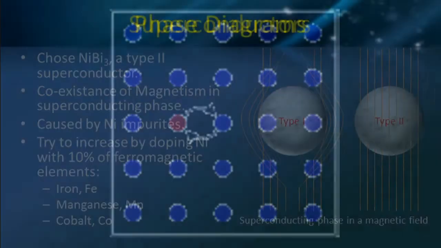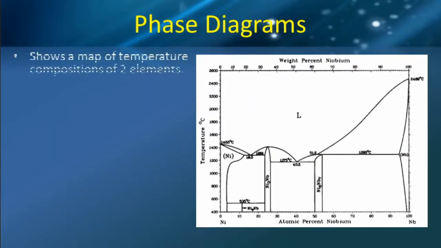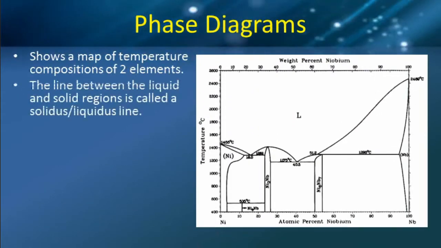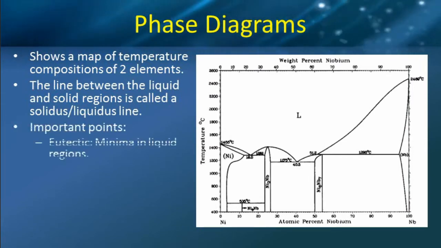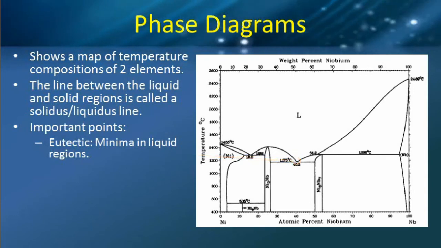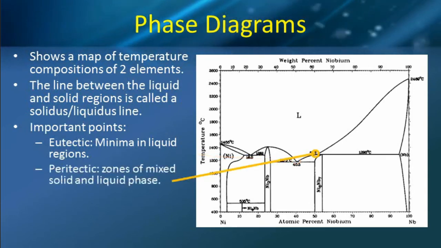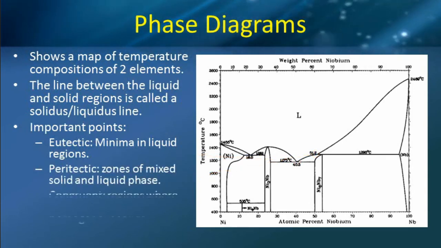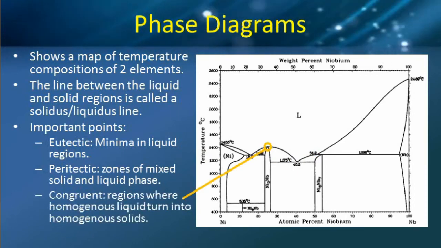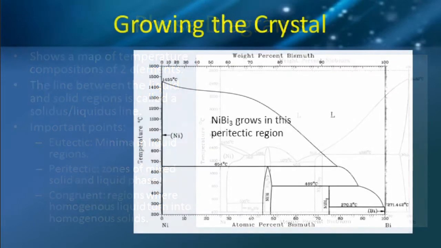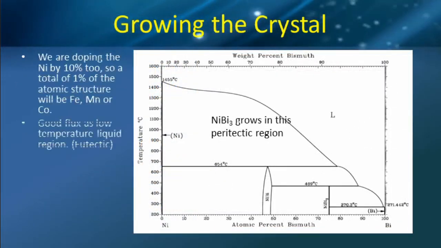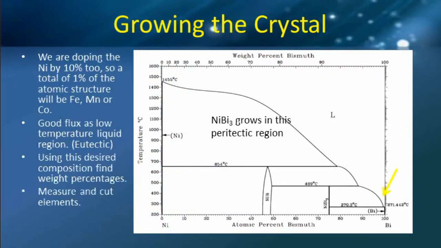To grow a crystal of interest, you must find phase diagrams for the constituents. These diagrams show how two elements combine in different ways to form different compounds. We see they have three distinct regions: eutectic points, minima and liquid regions; peritectic points, where there are mixed liquid and solid phases; and congruent regions, where a homogeneous liquid turns into a homogeneous solid. From these diagrams, we can choose an initial composition for the mix. Bismuth is a good flux metal as it solidifies at a low temperature relative to the nickel.